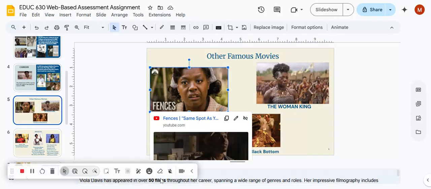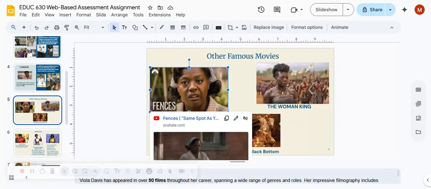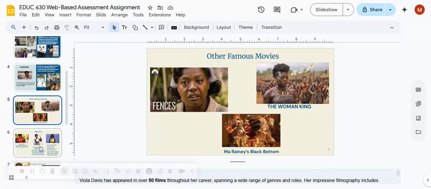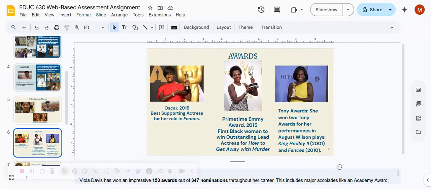Again, I use the notes section at the bottom to type what I would say during my presentation so that I don't have to memorize everything. On this slide, I highlighted some of Viola Davis's biggest accomplishments in her career. Notice how I have captions under each photo to describe what each award is.